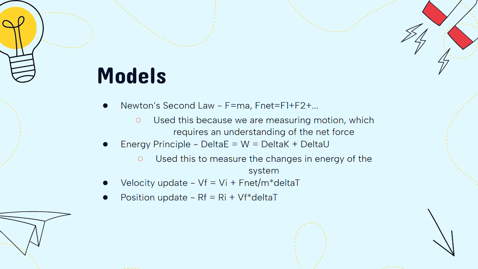So I used Newton's second law, which is F equals ma, or F net equals all the forces added up. I use this because we are measuring motion, which requires an understanding of the net force. I use the energy principle, which is change in energy equals work, which equals change in kinetic energy plus change in potential energy. I use this to measure the changes in the energy of the system. I also use the velocity update formula and the position update formula.